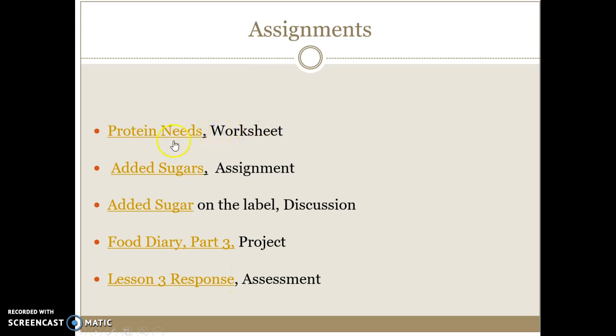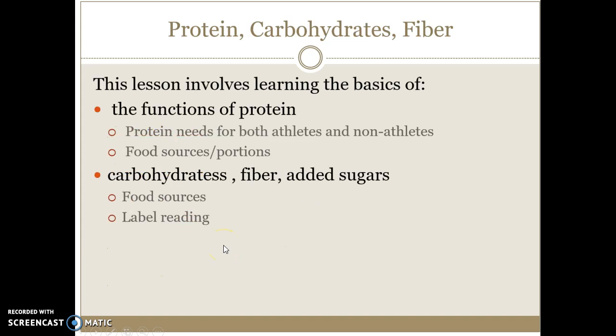There's a very quick worksheet on determining how much protein you need. There's another assignment looking at labels to see how much sugar is in a label. There's a discussion about sugar, like it has been decided that sugar was added to the label, so you can think about how that affects the shopping habits of people. The project this week is just organizing the food that you wrote from the 7-day recall into food groups, and then there's a response. I feel like there's one other thing. Okay, so that's some of the assignments.